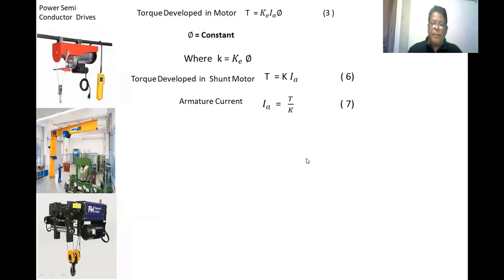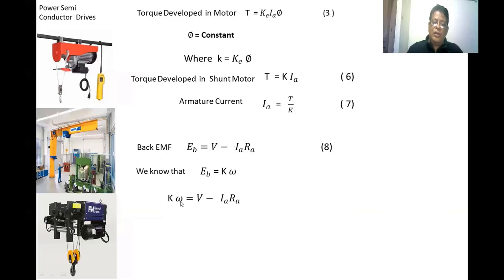Suppose we apply KVL in a DC motor. The back EMF equals the applied voltage minus Ia Ra, because here we neglect the voltage drop across the brushes. We know the expression for the back EMF: back EMF equals K into omega. This is the fundamental voltage equation we get when applying KVL to the motor. Now these two are equal: K into omega equals V minus Ia Ra.